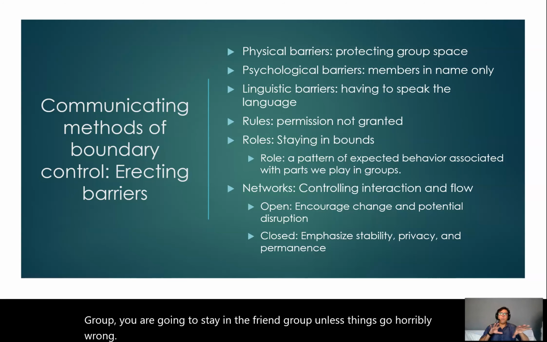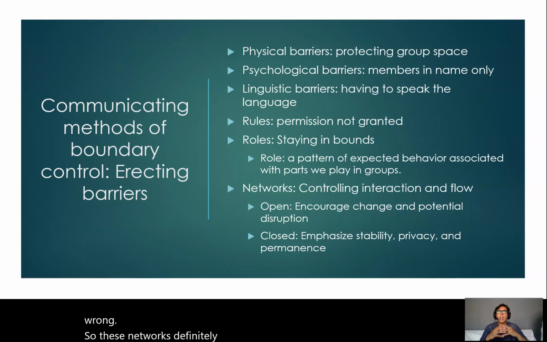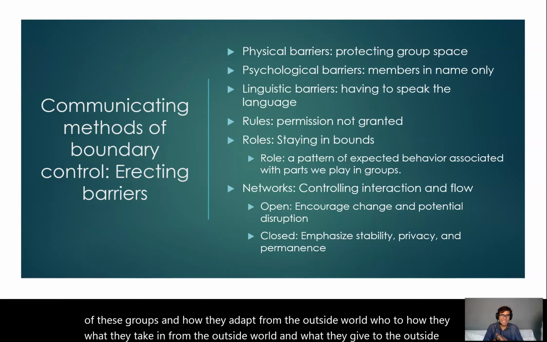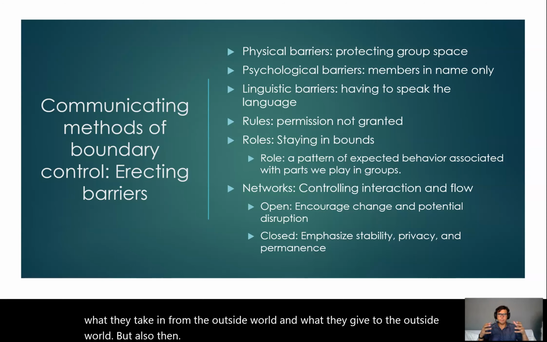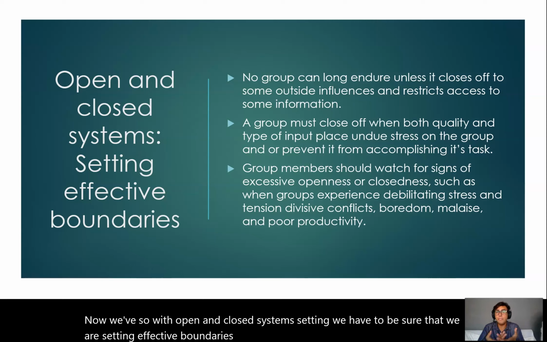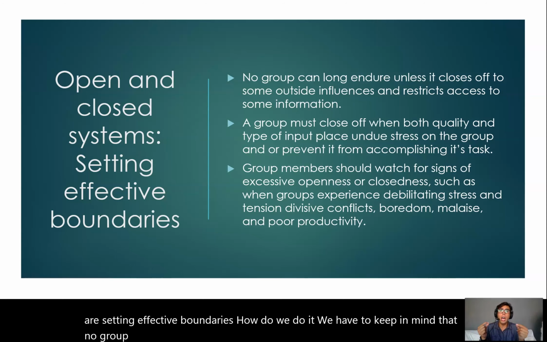So these networks definitely are something to understand with all of these groups, and how they adapt to the outside world, to what they take in from the outside world and what they give to the outside world. Now, with open and closed systems, we have to be sure that we are setting effective boundaries. How do we do it? We have to keep in mind that no group can long endure unless it closes off to some outside influences and restricts access to some information.